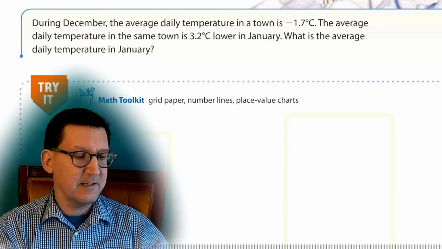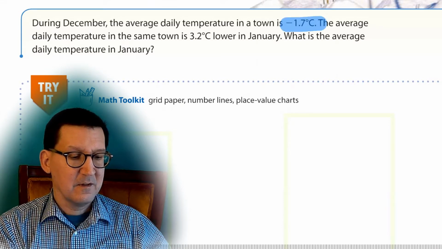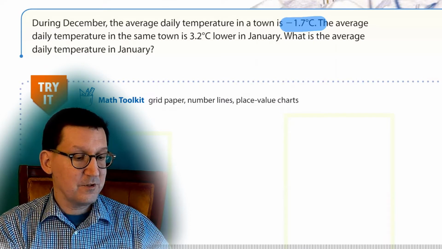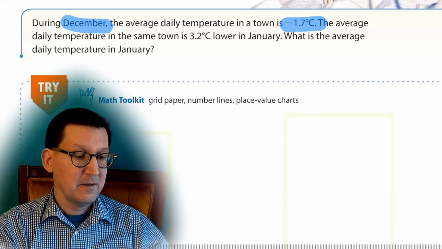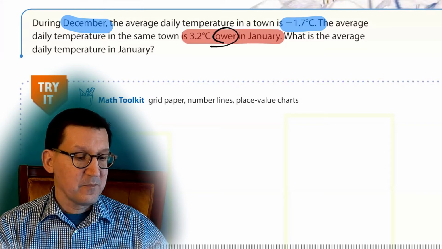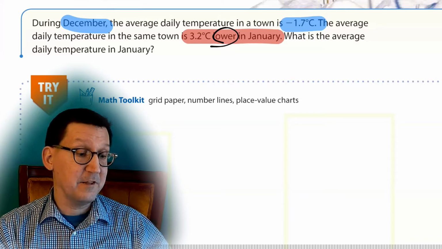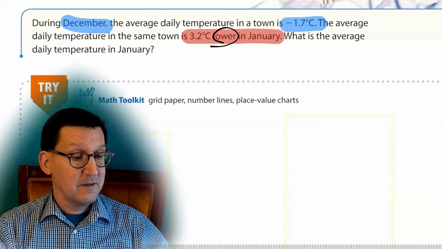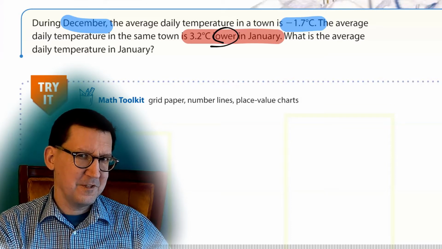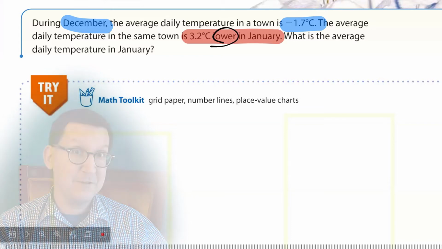So what are we looking at here? Well, we know that the daily temperature is negative 1.7 degrees. Now we know that the daily temperature in January, that was in December, in January it's 3.2 C lower. That means the daily temperature isn't 3.2 degrees. It means it's lower by 3.2 degrees. So, how would you solve that? Get a few ideas down on paper, put me on pause, and come back when you're ready.